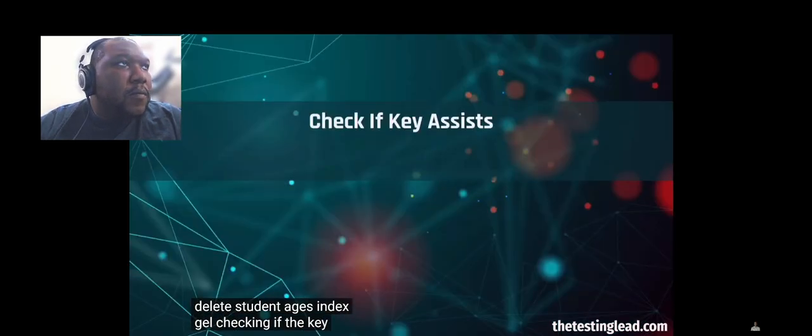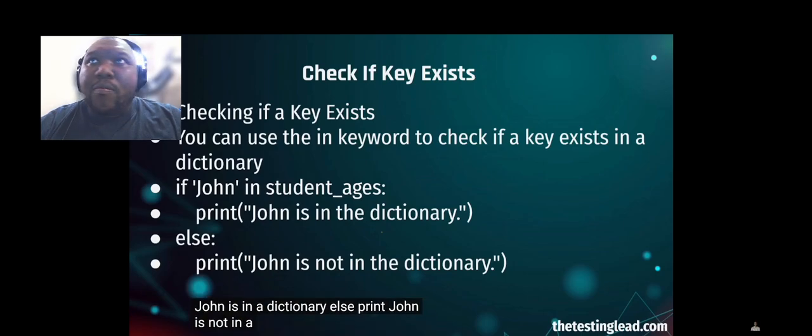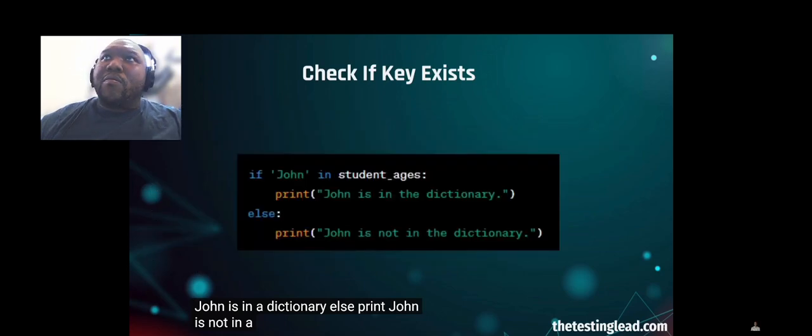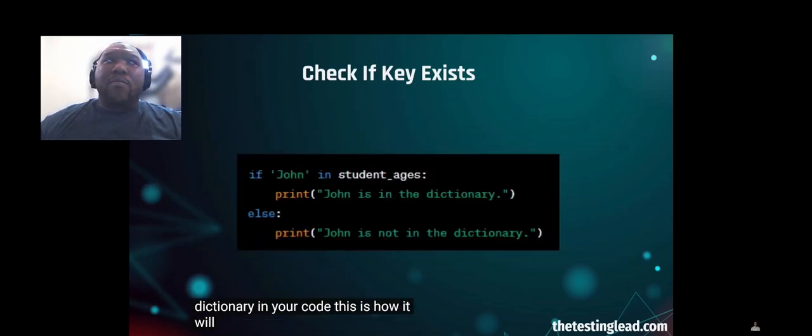Checking if the key exists. You can use the in keyword to check if a key exists in a dictionary. If "John" in student_ages, print "John is in the dictionary". Else, print "John is not in the dictionary". In your code, this is how it will look.